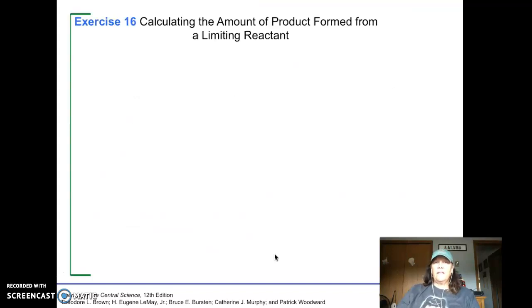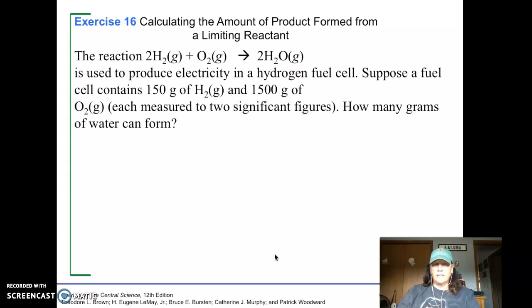Okay, calculating the amount. Again, here's another limited reactant. One common reaction we talk about all the time is hydrogen and oxygen producing water. This happens in hydrogen fuel cells. If you have a hybrid car, it happens there. Okay, suppose you have 150 grams of hydrogen and 1,500 grams of oxygen. How many grams of water can you form?